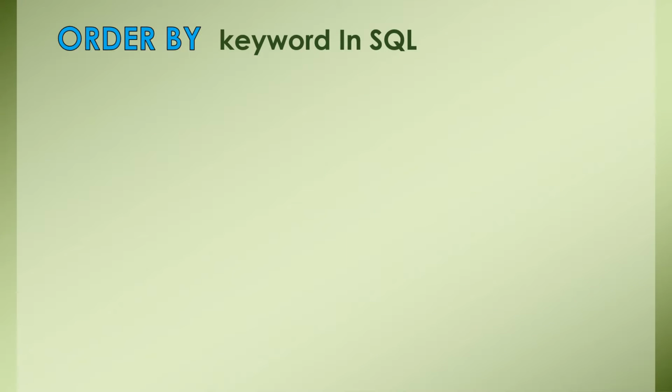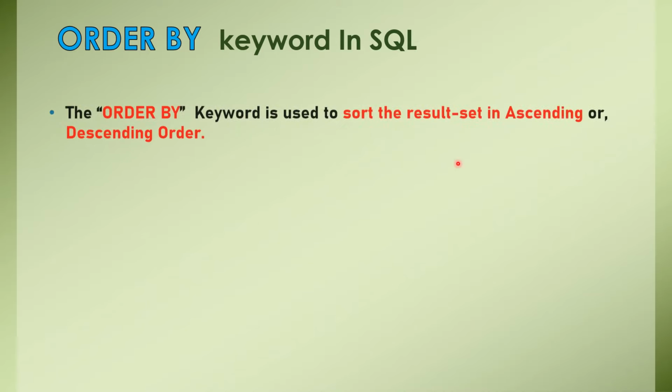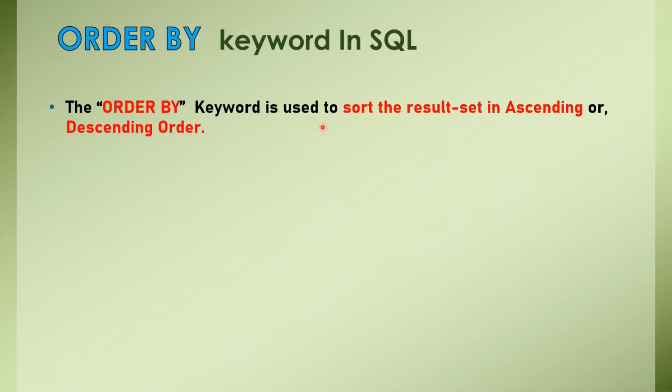So what is the ORDER BY keyword in SQL? The ORDER BY keyword is used to sort the result set in ascending or descending order, right? I hope by now you already know what a result set is, right? It means the output which is generated, the data which is returned from that SELECT statement in SQL. Those rows are basically stored in a result table, which is also called a result set. Correct? I hope you got this.